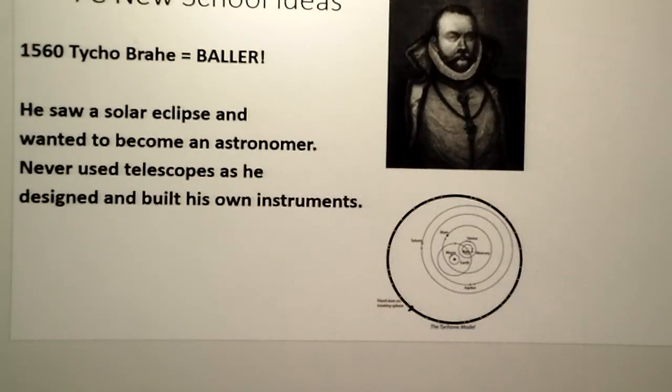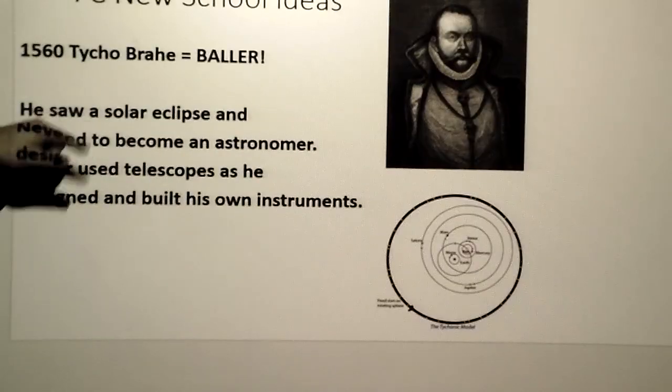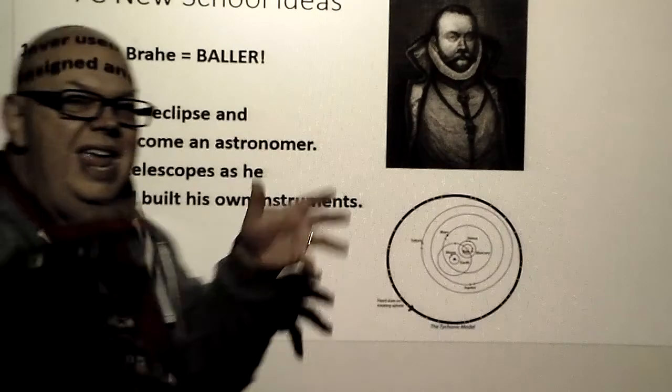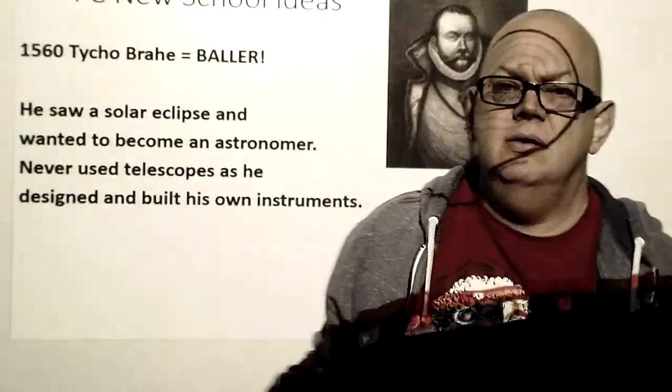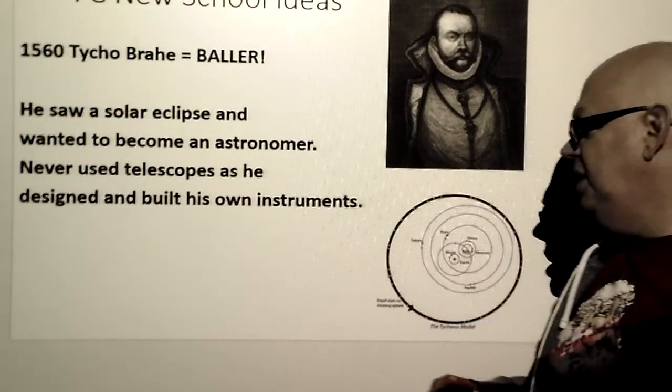Now, later on, we had in 1560, so we jumped from 1543, almost a little over 100 years later, we have Tycho Brahe. I call him a baller because this is a guy, when he was a kid, he saw a solar eclipse and he wanted to become an astronomer. He never used telescopes as he designed and built his own instruments. Baller. That's all I'm saying. He used his own gear, developed his own gear, came up with some explanations.